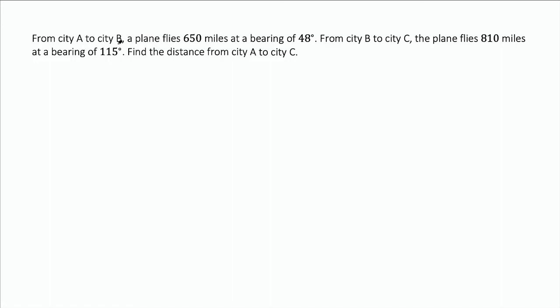From city A to city B, a plane flies 650 miles at a bearing of 48 degrees. Let's go ahead and talk about that. So we've got city A, and a bearing of 48 degrees. Now this is in air navigation, and so the bearing there, that's from due north. Due north, the angle made with due north is about 48 degrees. So it's about that right there.